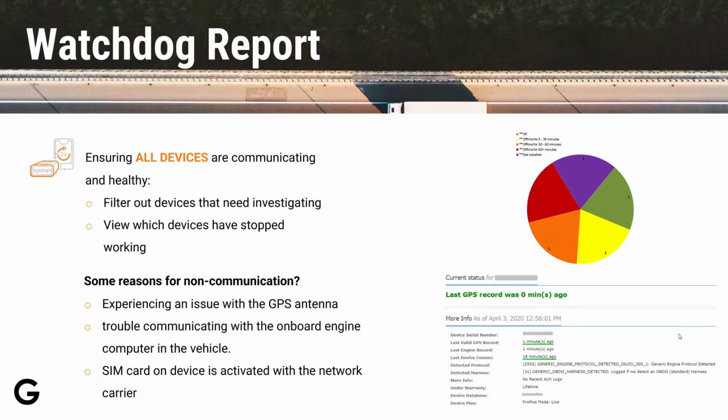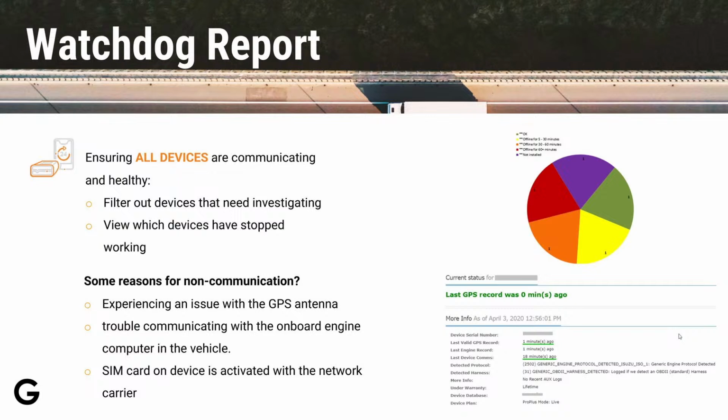Fleet managers can easily filter out the devices that may need to be investigated from the ones that are reporting healthy, of course. And as you can see on the report, it shows how long each device has been offline, from 1 day up to 3 days and more. A live device in a healthy state should be communicating with My Geotab at least once every 24 hours. So, from the Watchdog report, you will be able to see which devices have stopped communicating and need to be followed up upon.